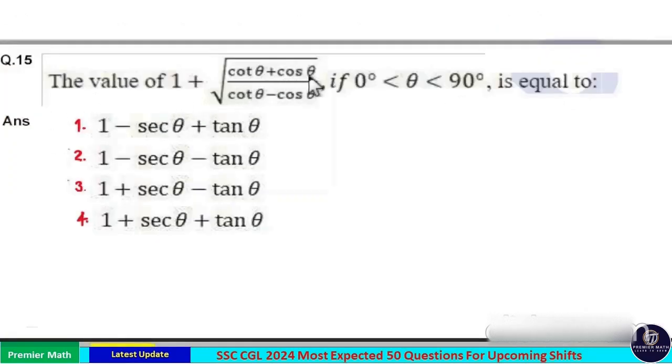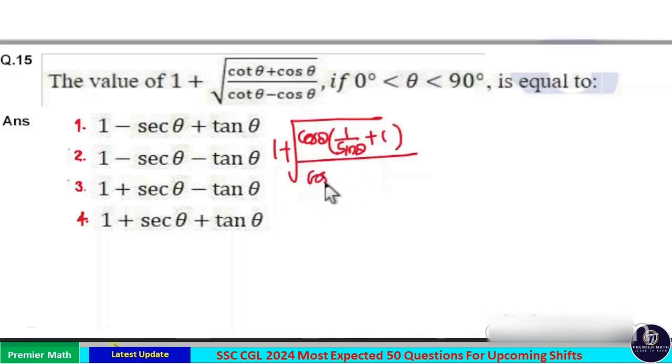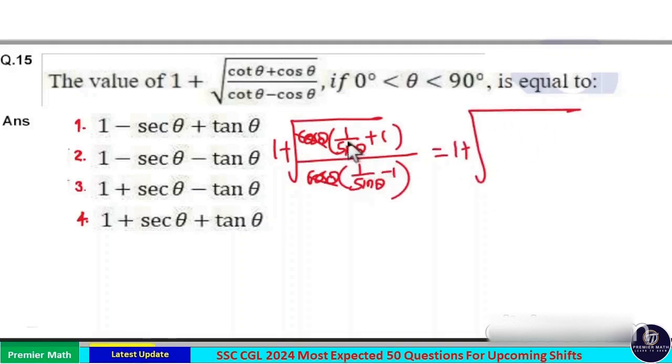The value of 1 plus root of cot theta plus cos theta divided by cot theta minus cos theta is equal to... Here cot theta is cos theta by sin theta. So I can take cos theta outside. So this will become 1 plus root of, taking cos theta outside, cos theta into 1 by sin theta plus 1. In the denominator you have cos theta into 1 by sin theta minus 1. Now cos theta and cos theta cancel. Here this will become root of 1 plus sin theta by sin theta.